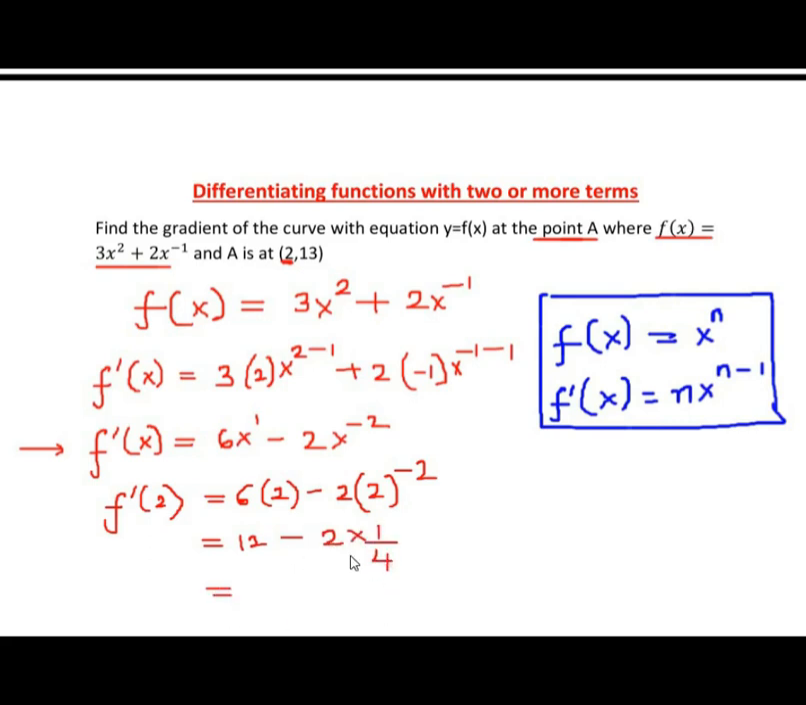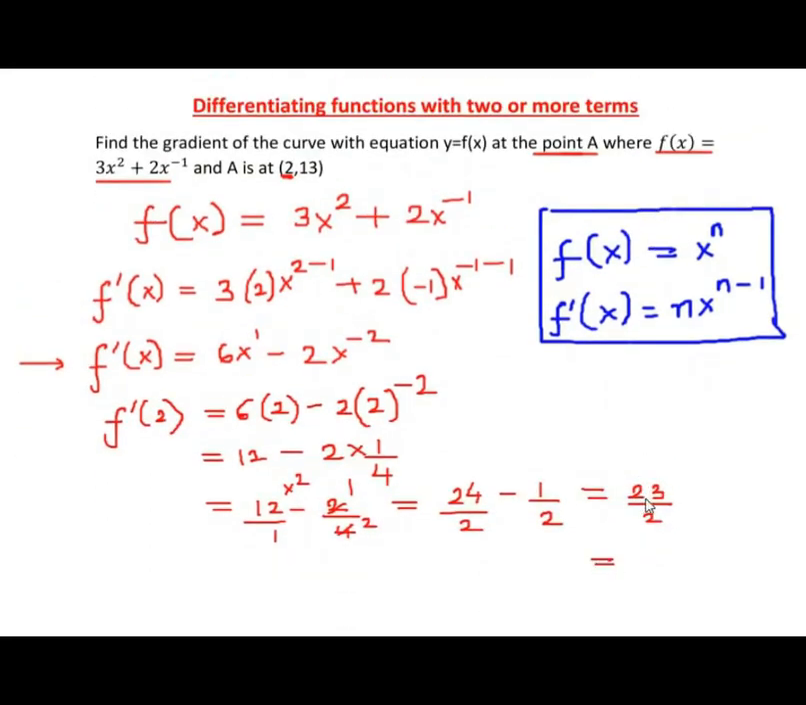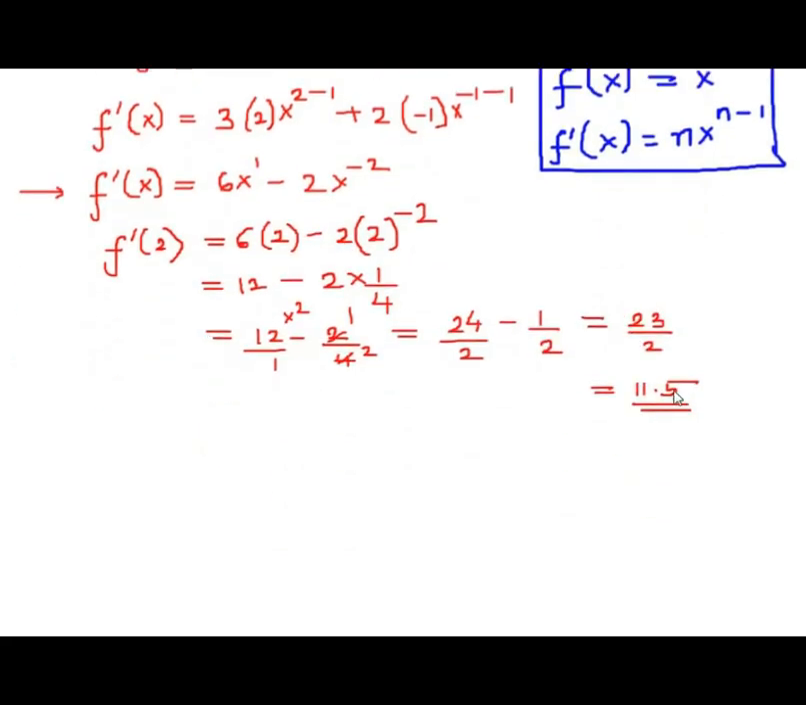So let us check how much we get. We get 12 minus 2 over 4. Solving this, we have 2 ones, 2 twos. Taking the common LCM, here we have 2 and here we have 1. So it is 24 over 2 minus 1 over 2. It gives us 23 over 2. When we divide 23 by 2, we get 11.5. So the gradient of the curve at point A is 11.5.